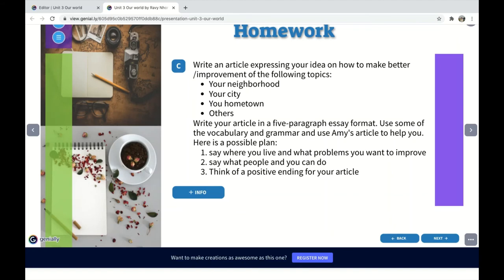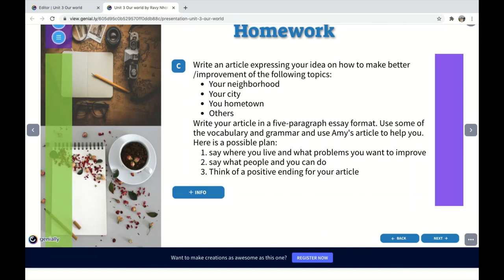And try to use some of the vocabulary and grammar in the unit. Also use Amy's article to help you, because it's really nice and an easy and simple plan for you to follow. In Amy's article, here is a plan. First of all, you have to say where you live now and what problem there is in your community, in your neighborhood, or in your city, or in your hometown, or any other problem that you want to raise as the main topic of your writing.